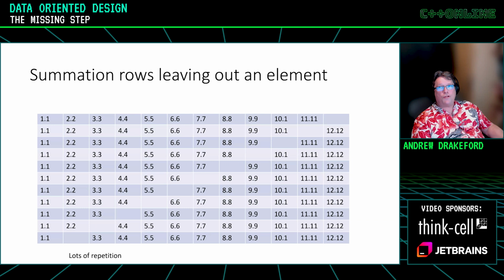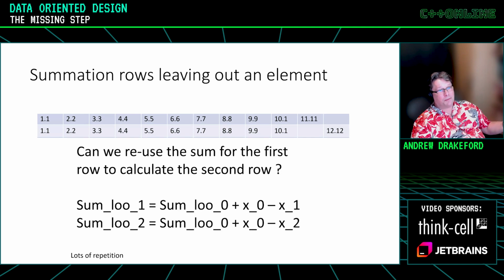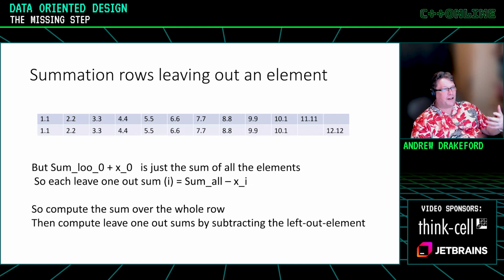What's striking is there's a huge amount of repetition. Let's see if we can narrow this down and ask a good question. How could we reuse the sum of the first row to calculate the second row? It's a simple question. Well, the sum of the first leave one out row is the sum of the leave one out row 0 plus x0 minus x1. And the sum of leave one out row 2 is the sum of leave one out row 0 plus x0 minus x2. This looks a bit fishy.